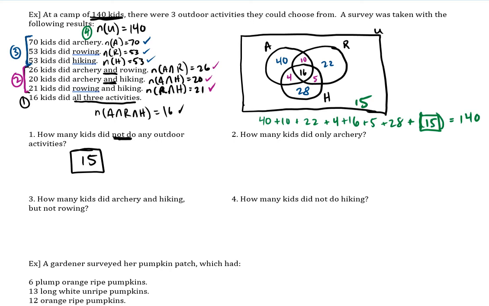Okay, so only archery means that there won't be any other type of intersection in the archery circle. Let me do that in this light blue. So only is a key word, only archery. So it's looking at the archery circle, but it's the part that has no other intersection with it. Okay, so it's going to be the 40. So the only is the part with no other intersection.